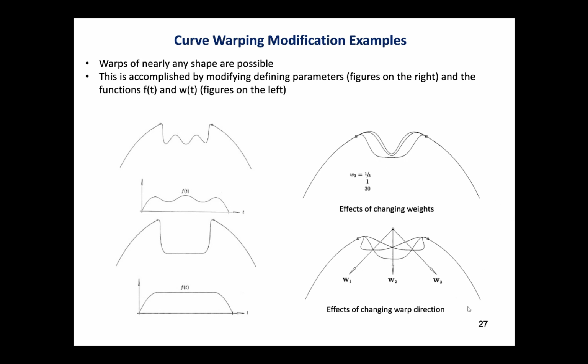And then down here, we're looking at the warp direction and how when we have different values or different functions for W, it can end up changing the warp shape. And then on the left here, we can see how different functions for f of t can very radically change the shape of the warp.